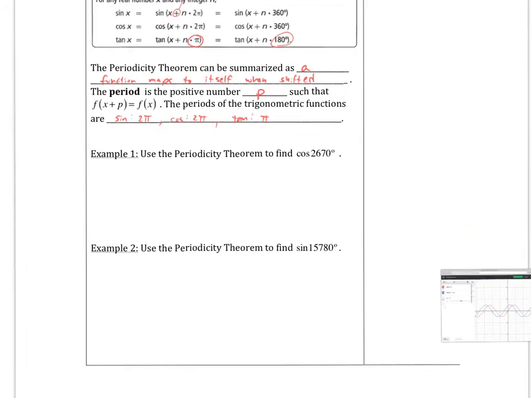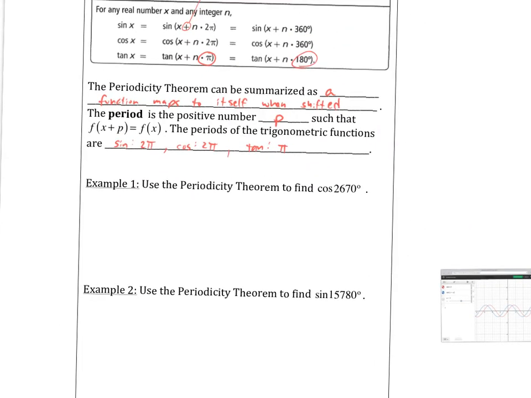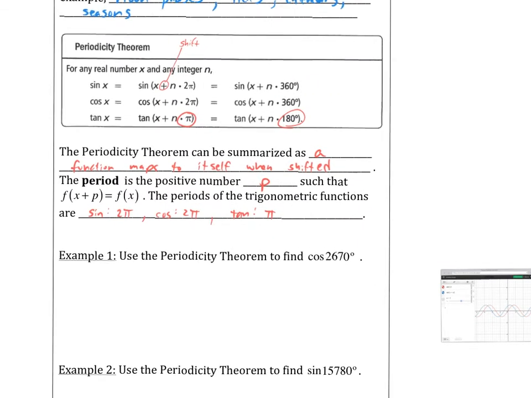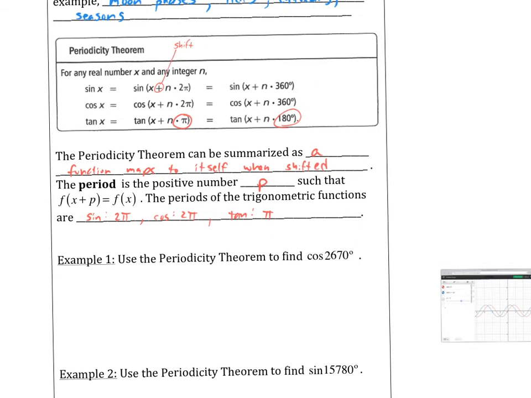All right, so we're going to use the periodicity theorem to find the cosine of 2,670. Now, of course, this one's not very crazy because all we have to do is essentially divide and use the remainder, okay? So we have to divide 2,670 by the period. And what's the period for the cosine? It's 360.